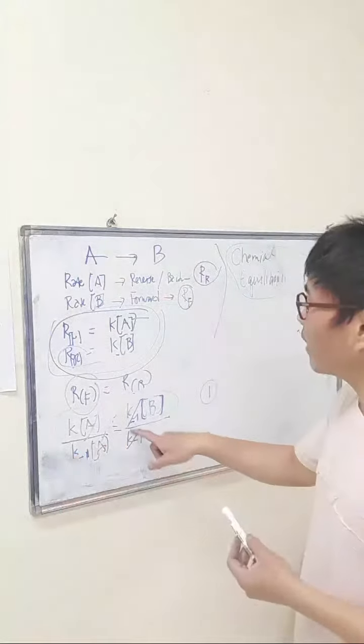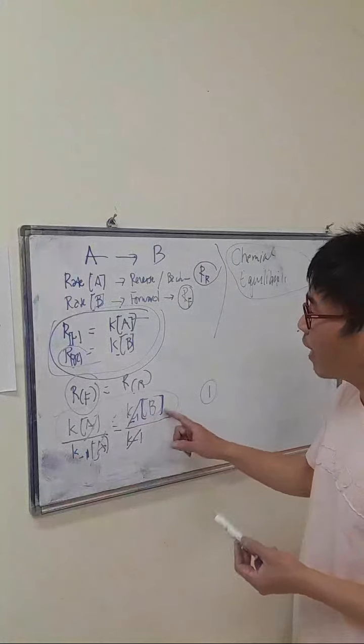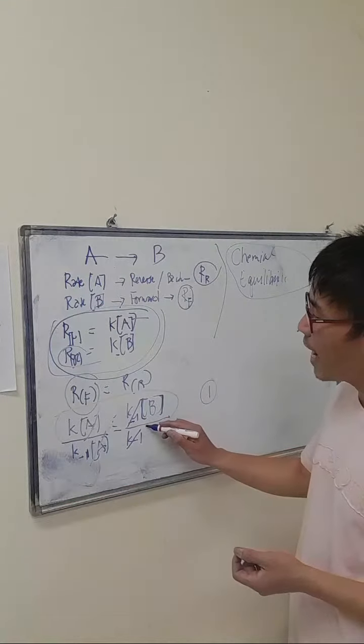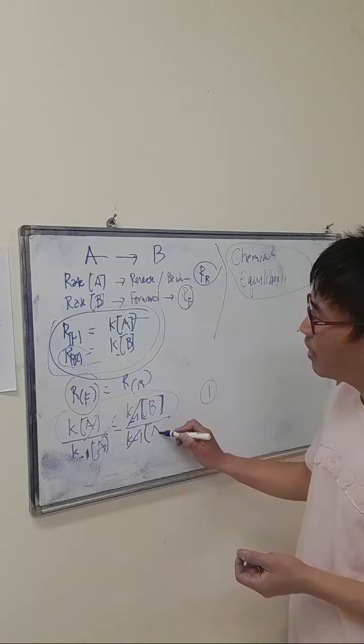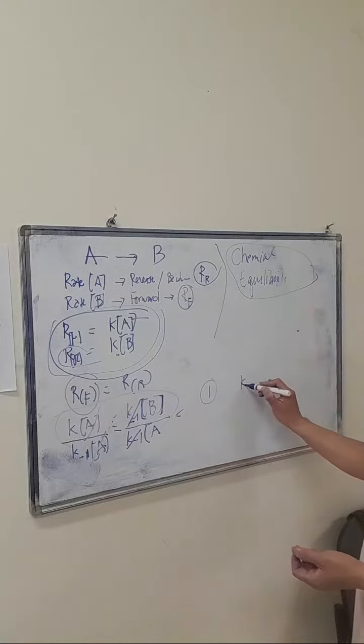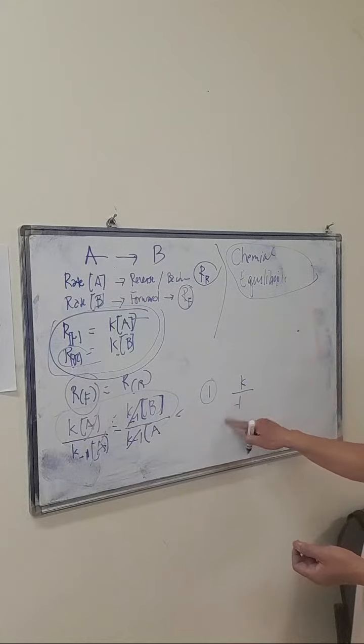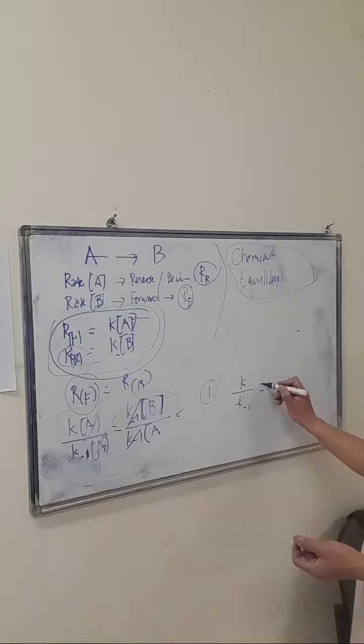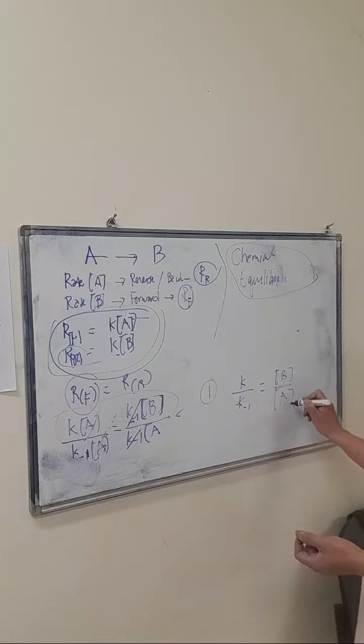Like that. So K negative 1 over K negative 1, I have to put A here, right? So cancel. What will be left here is K over K minus 1 is equal to B over A, concentration of B over concentration of A.